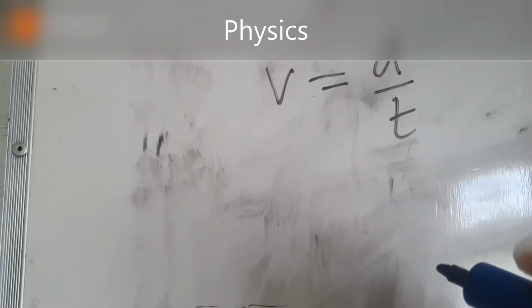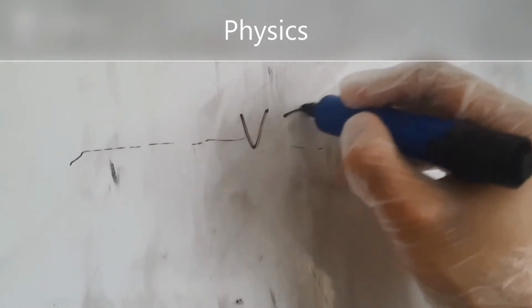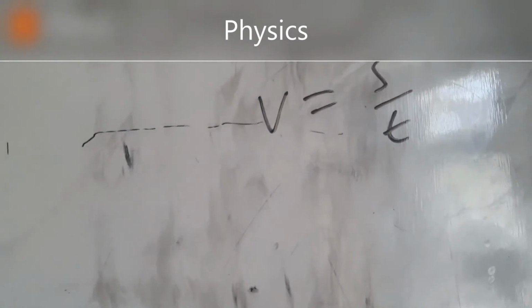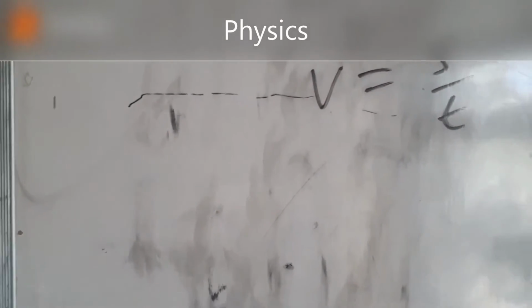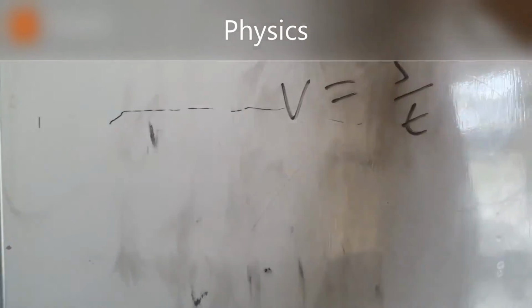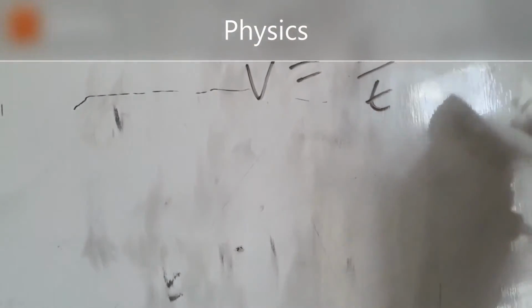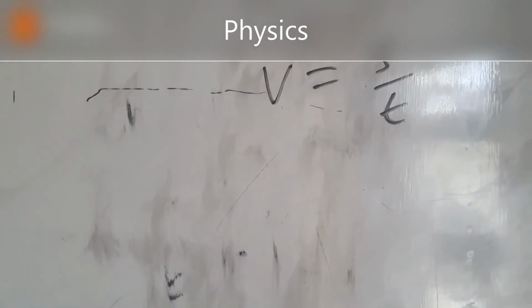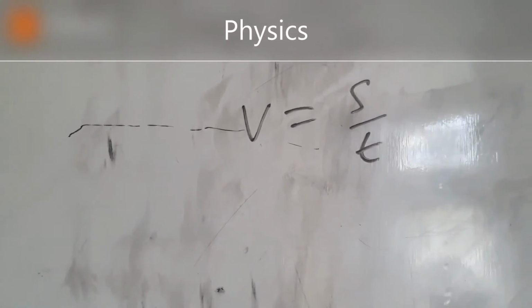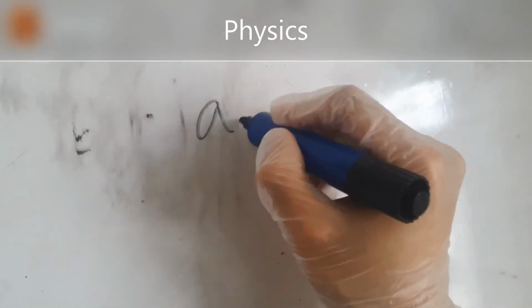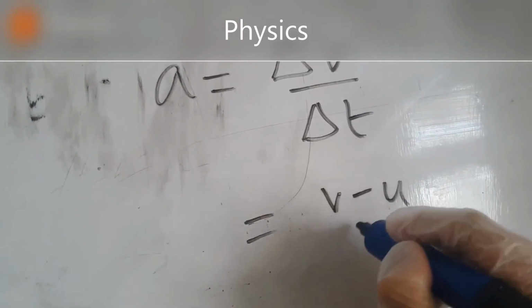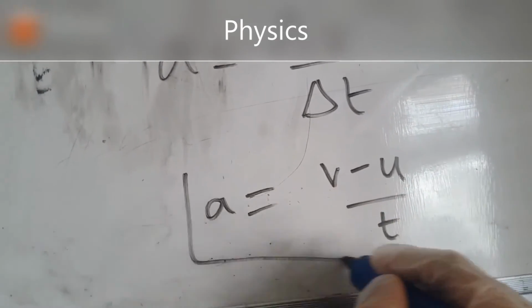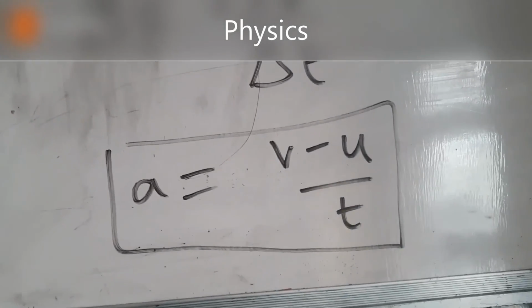Speed is equal to distance over time. I'm going to use s as distance or displacement. So here we have velocity is equal to displacement over time, or speed is equal to distance over time. What is the definition of acceleration? Acceleration is the change in velocity over the time taken. The change in velocity is v minus u, t is just t, so therefore a is equal to v minus u over t. That's acceleration.